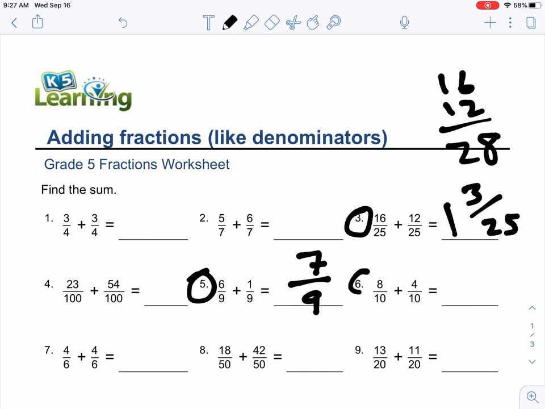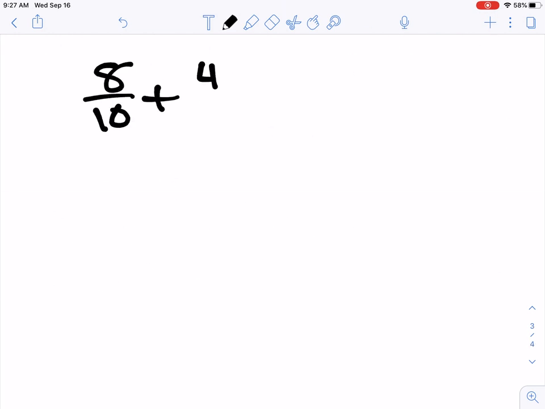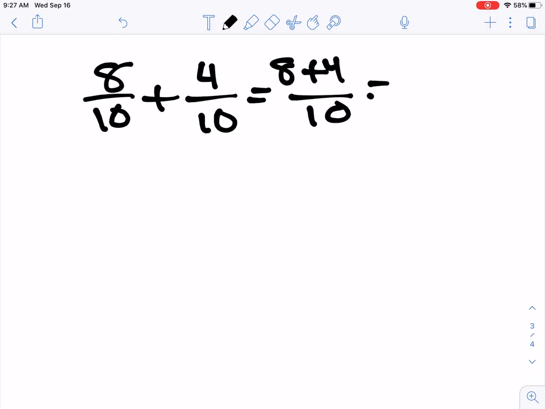Okay, last problem here. Let's do problem 6. You've got 8/10ths plus 4/10ths. I'm going to do this whole thing on another page. Sorry, I'm doing this with my finger. My stylus isn't working the best. Your denominator is the same, so you just copy that down, 10, and then you do 8 plus 4, which is 12. So you have 12/10ths.